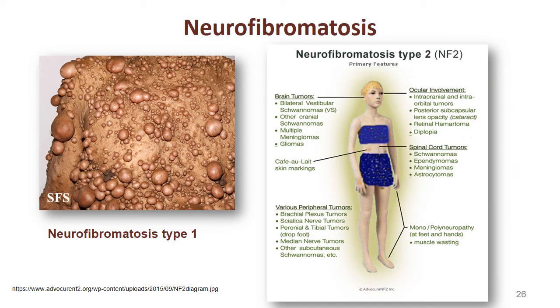Neurofibromatosis type 1 or von Recklinghausen disease. It is an autosomal dominant disease which happens at the same rate in males and in females. It is characterized by development of multiple tumors from nervous tissues. To the right, you see a picture with manifestations of neurofibromatosis type 2.